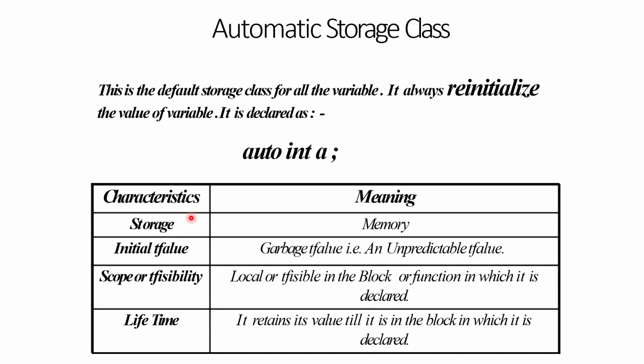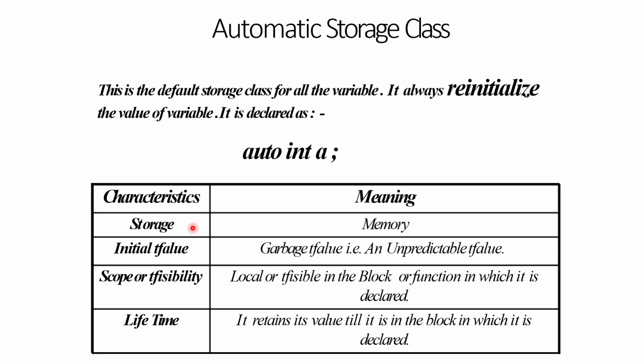One is storage, that means where it will get stored, what is the initial value, what is the scope or visibility, and the lifetime. So we will compare the different storage classes with respect to these 4 parameters, and some parameters are same for some storage classes, some are different. So let's start one by one.